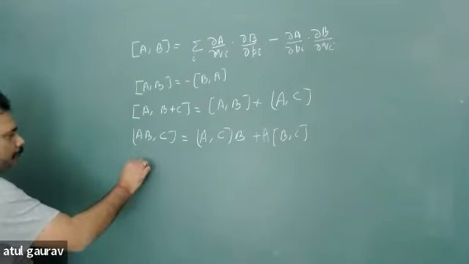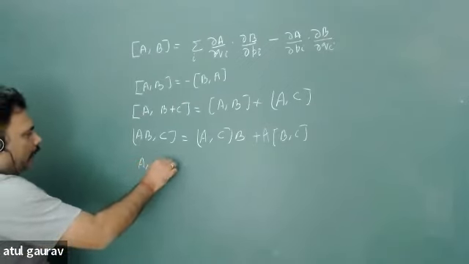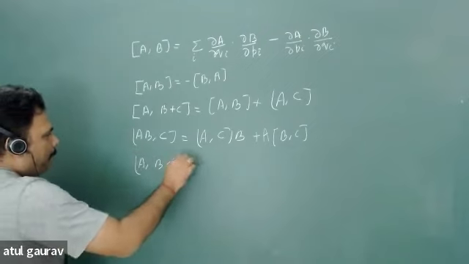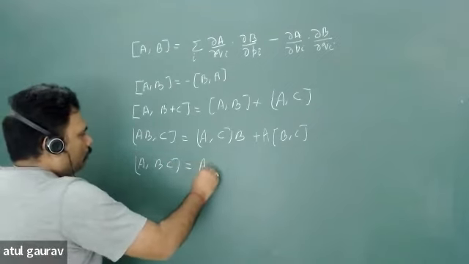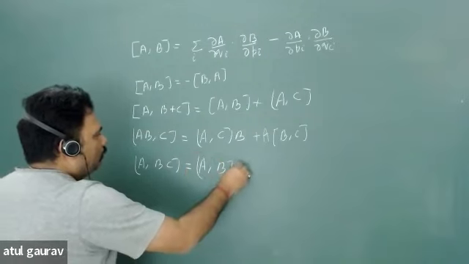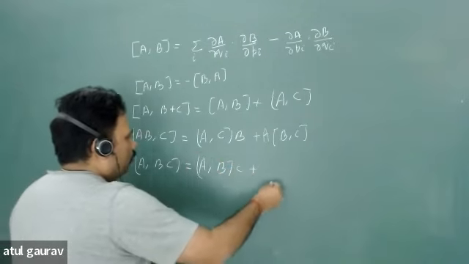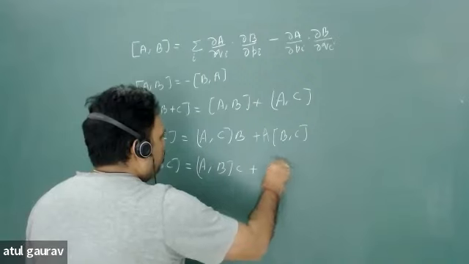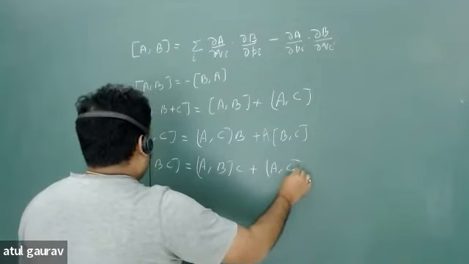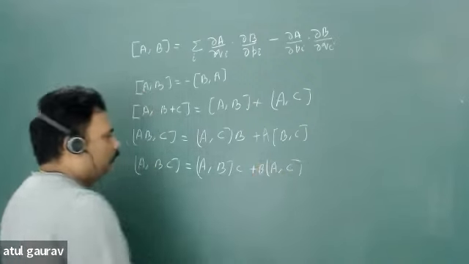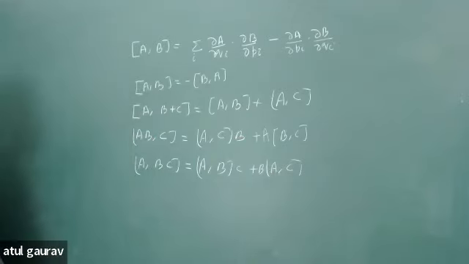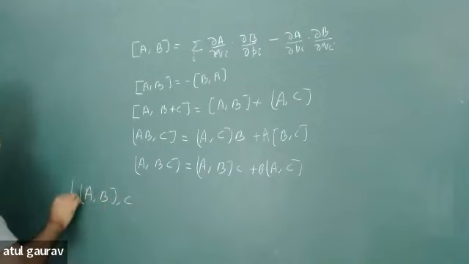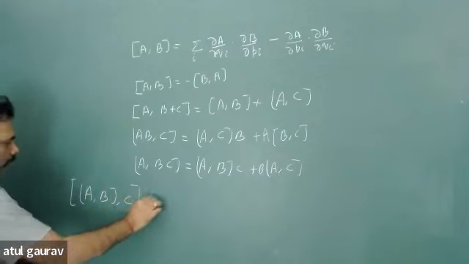And similarly, you can go for [A, BC] is equal to [A, B]C plus B[A, C]. And last but not the least, we have {A, B}. So this is the Poisson bracket between A and B. And similarly, we will go for C.